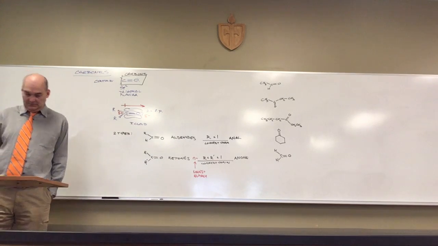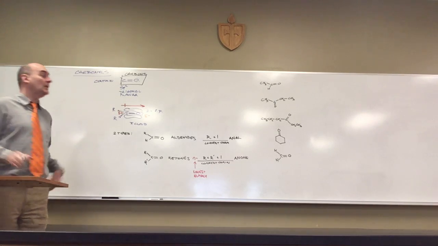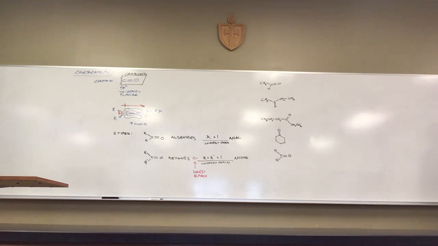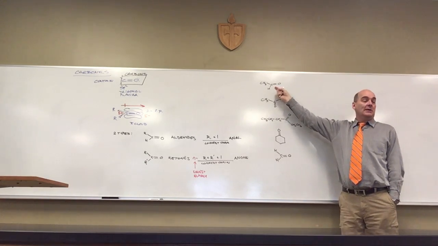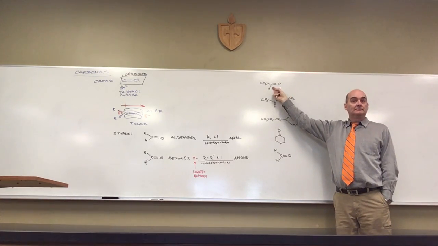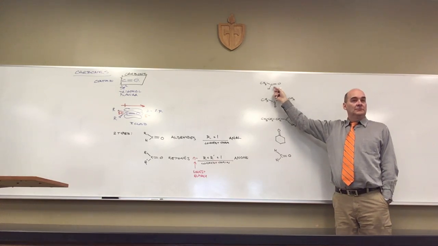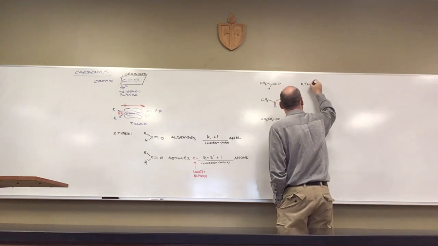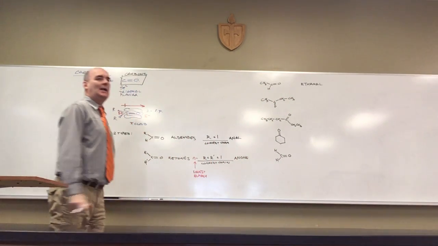Name these. It's a representative set of molecules. All right. First, identify which family this belongs to. Is this a ketone or an aldehyde? It's an aldehyde. How many total carbons does it have? 2. And the word for 2 carbons is eth. So this gets to be ethanal.